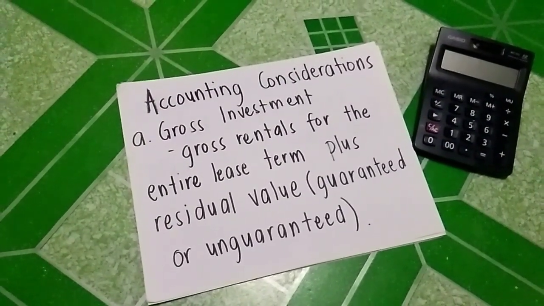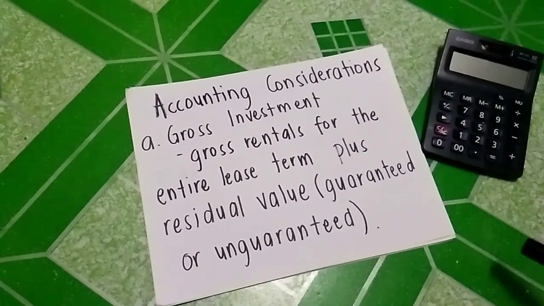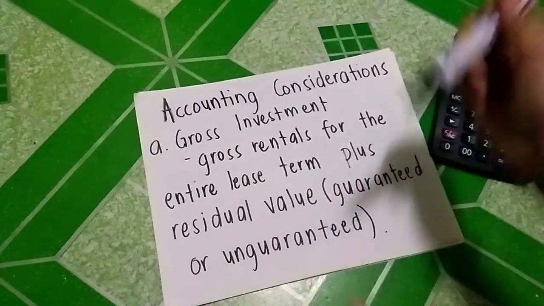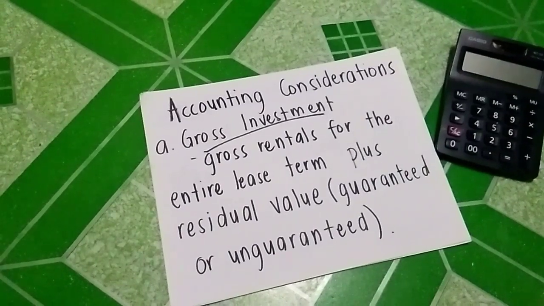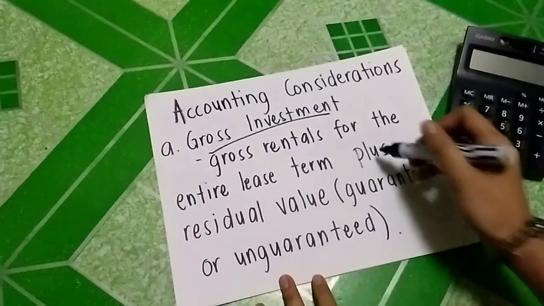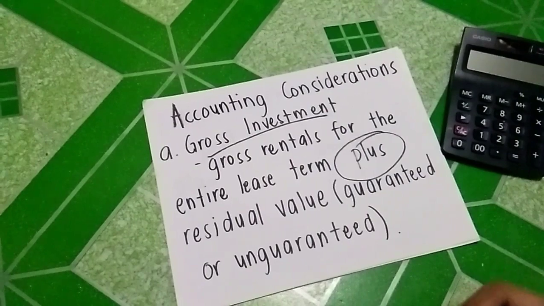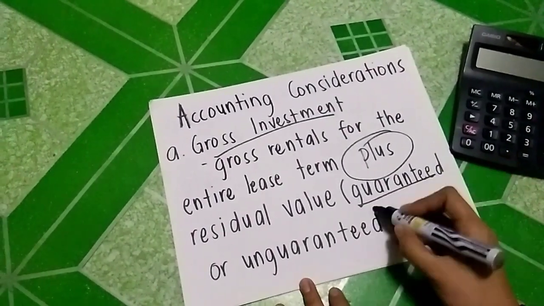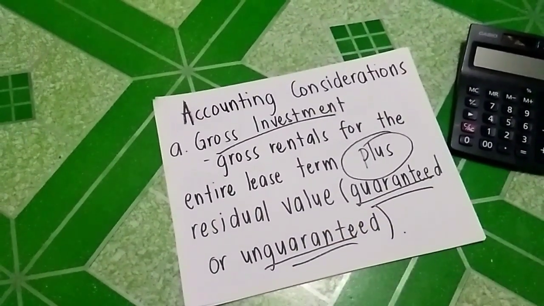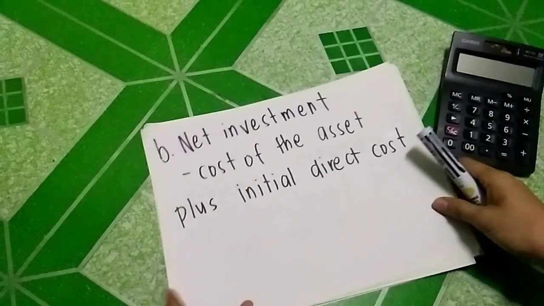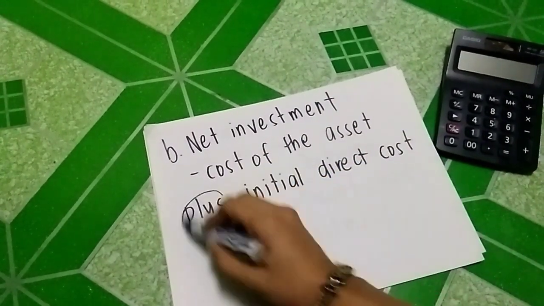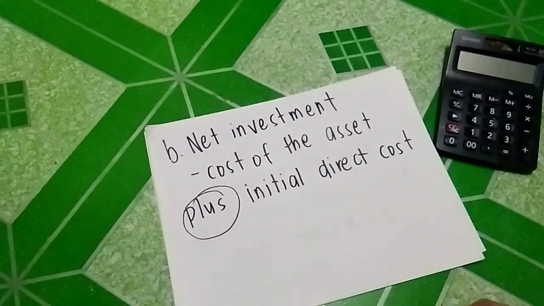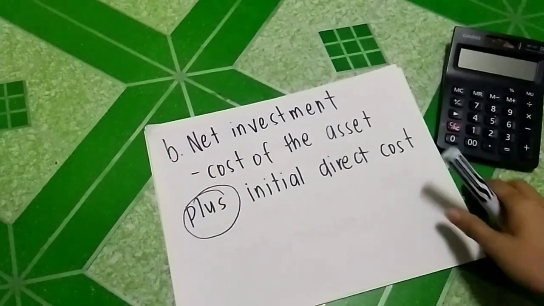So there are four accounting considerations in direct financing lease. First, the gross investment. This is equal to the gross rentals for the entire lease term plus the amount of the residual value, whether guaranteed or unguaranteed. Second is the net investment in the lease. This is equal to the cost of the asset plus the initial direct cost if any.